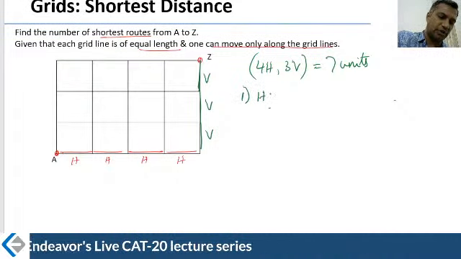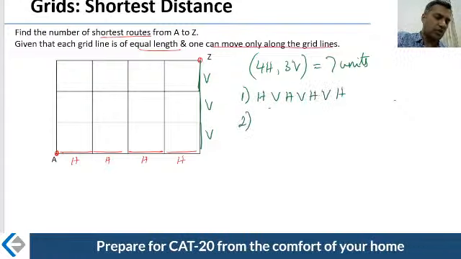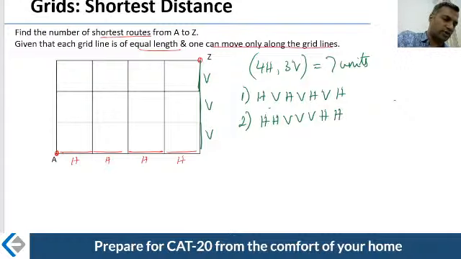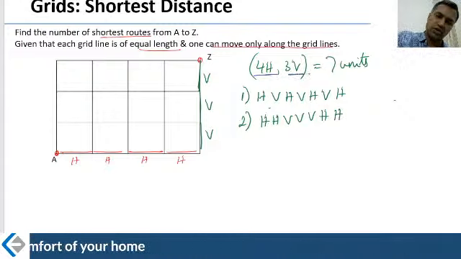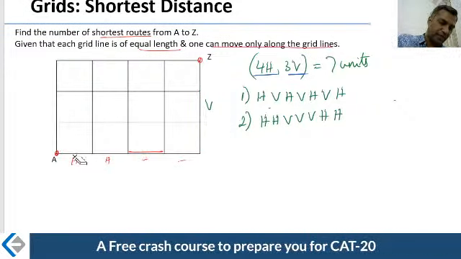Let me tell the first route. One fellow said, I will go horizontal, vertical, horizontal, vertical, horizontal, vertical, horizontal, no problem. The second fellow said, I will do 2 horizontals, and then I will do 3 verticals, and again I will do 2 horizontals. Both the fellows are using 4 horizontals and 3 verticals, but in their own style.